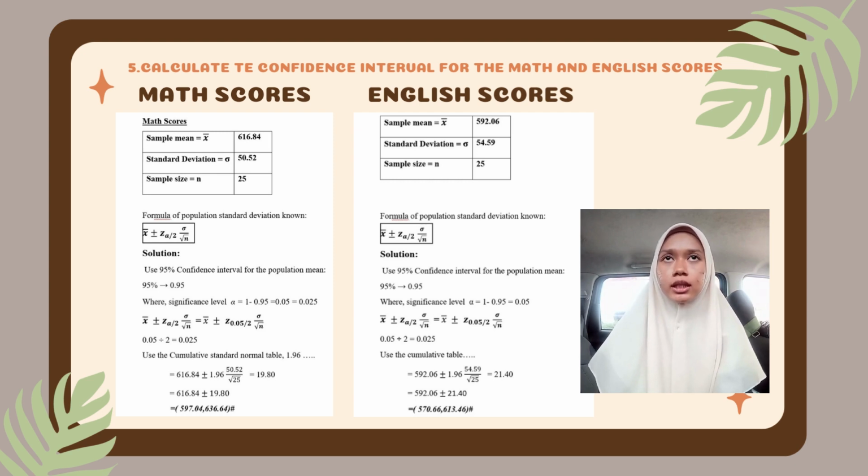For the English score, the same calculation is used to obtain a confidence interval, with 95% confidence. The limit range of English score is between 506.66 and 613.46 based on sample data.